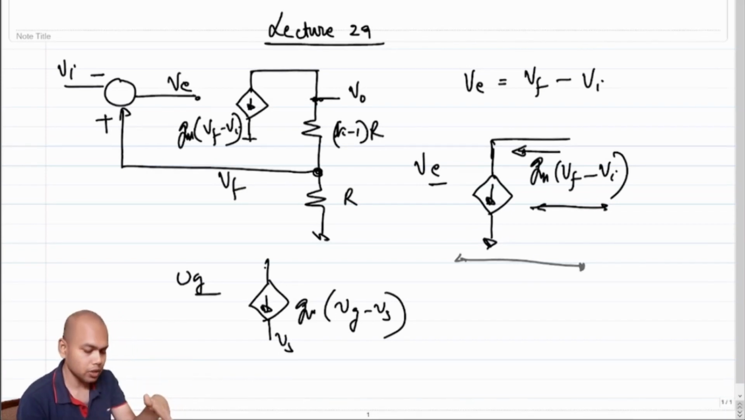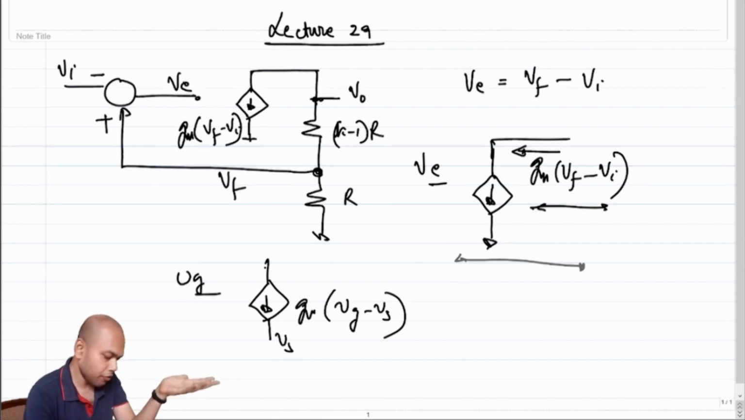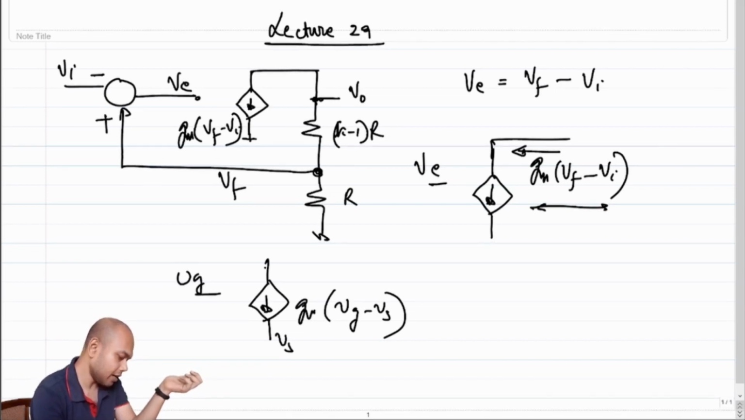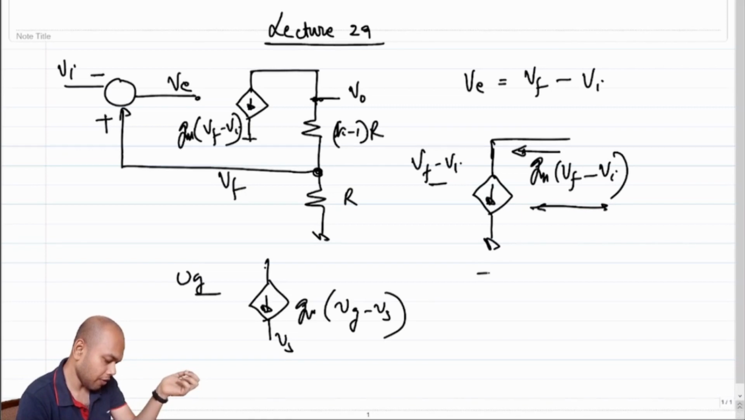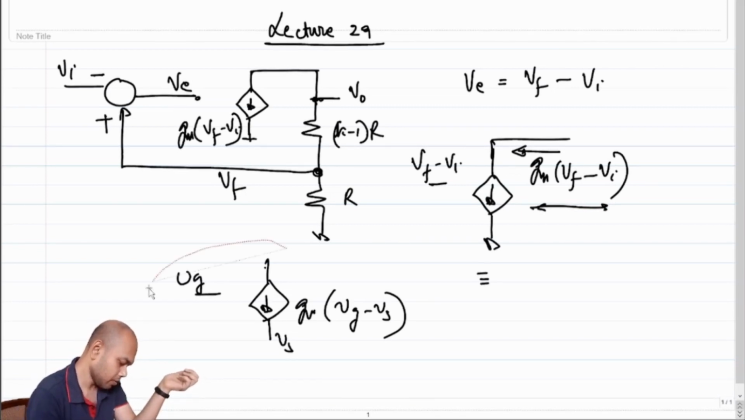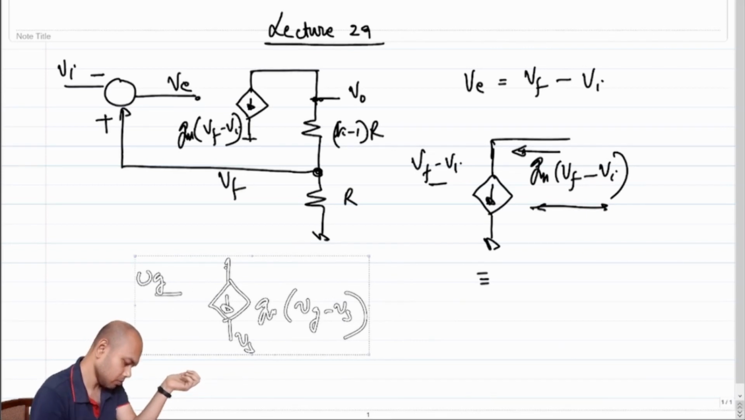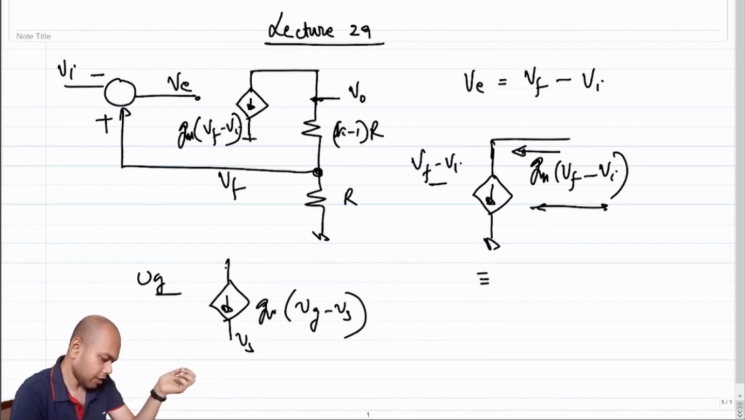In this case, we have also grounded the source and applied the difference voltage at the gate. But we could have as well applied VF at the gate, so this is VF minus VI. We could have as well said we'll do this: we'll put VF here at the gate, and we'll put VI at the source.